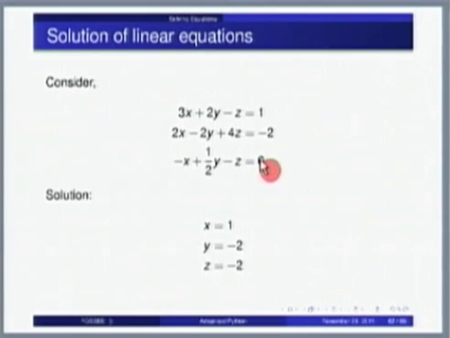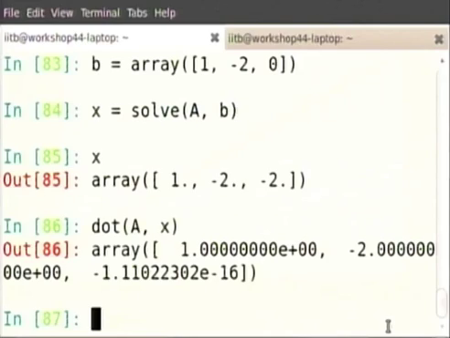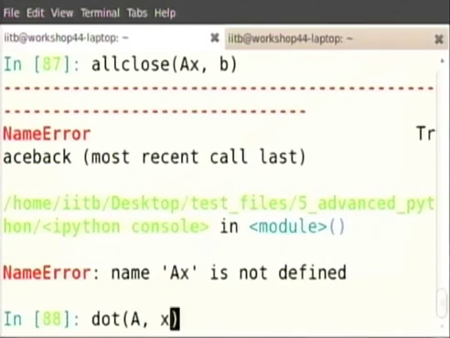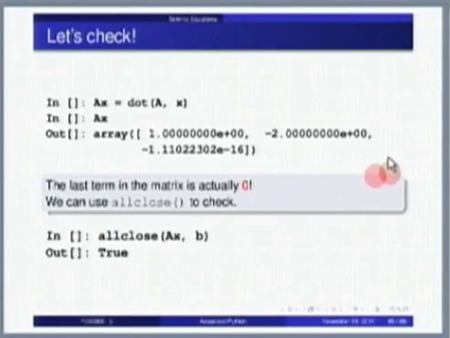Third one is 0, but what we have is a floating point number, 1.1 something to the power minus 16. Okay, that is close enough to 0, but it should actually be 0. So, we need to know whether there is a round off error or whether there is a very small value there. So, Python provides a special function called allclose that checks this. Oh sorry, I forgot to store Ax, but this tells you true. So, we know that this is the right solution.